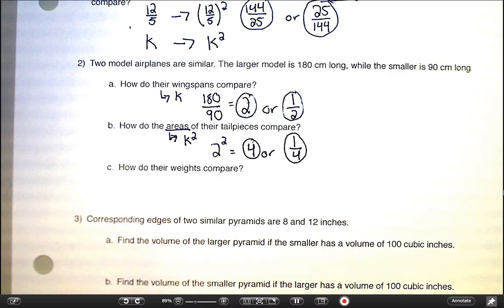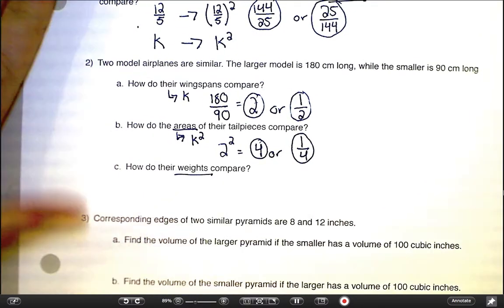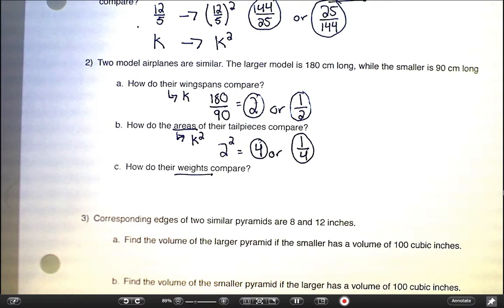Okay, now let's talk about weights. Weight is a measurement that is not necessarily directly related to the lengths, the areas, or the volumes, but it does follow very closely with volume, which should make sense. The heavier something is, the more there should be of that thing. Now we do have to take into consideration what it's made of, making sure that we're comparing things that are made of similar things.